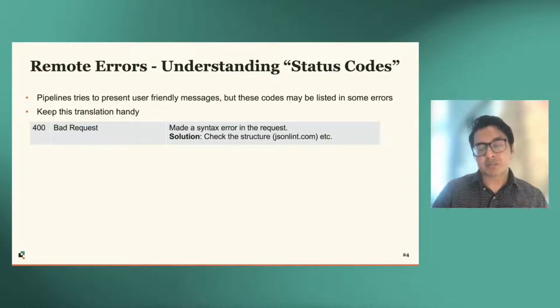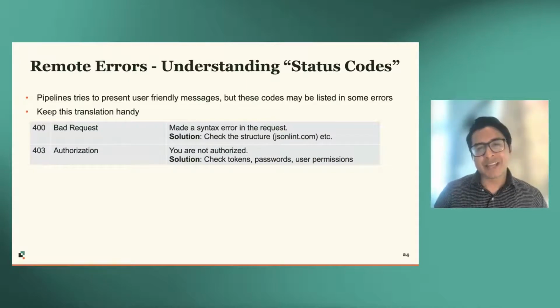400 errors are caused when there are bad requests that you're sending to an external system. Now, it could be because you made a syntactical error in your request, or you're expecting a certain type of data in this request, and you send in another one. Now, we advise you to check the structure, and there are external tools like jsonlint.com that will let you validate whether a JSON is correct.